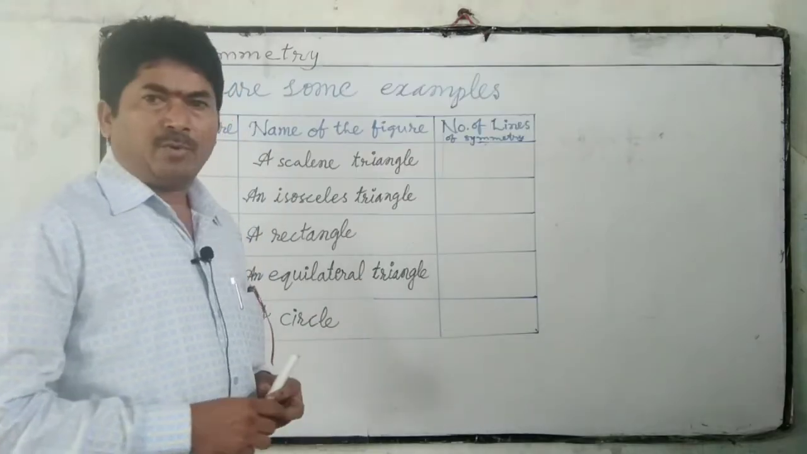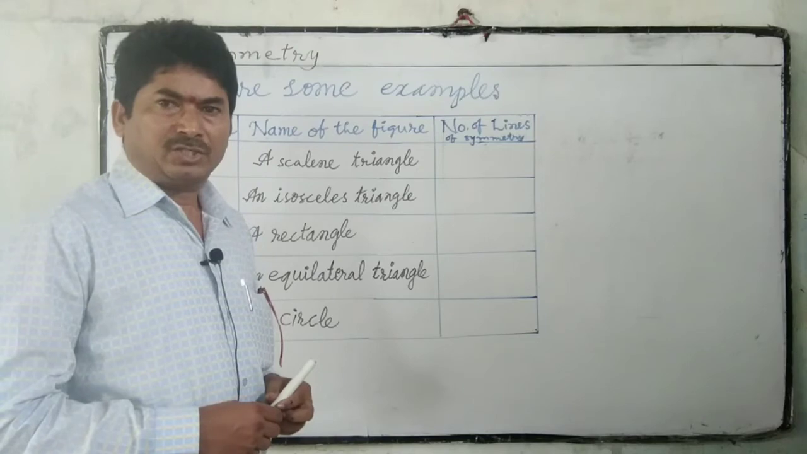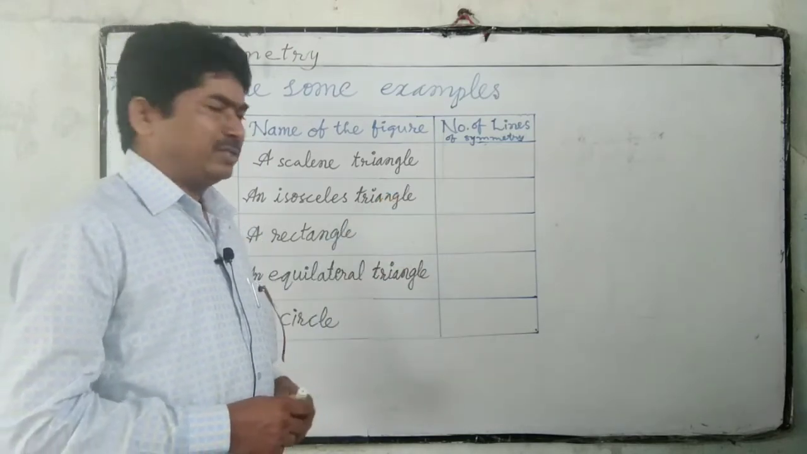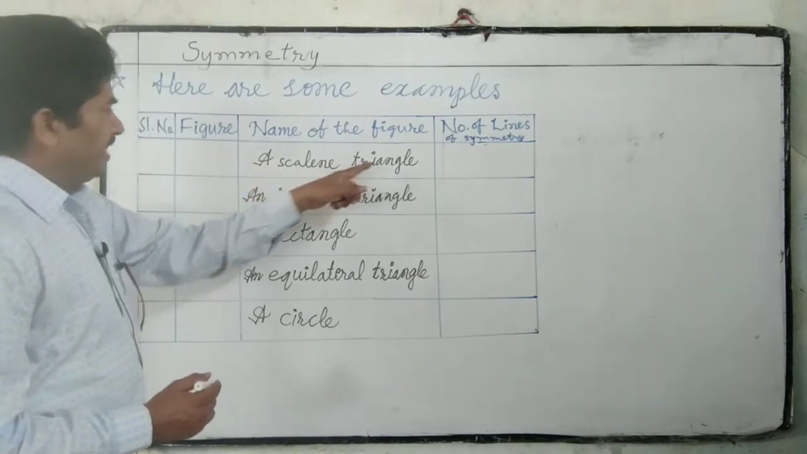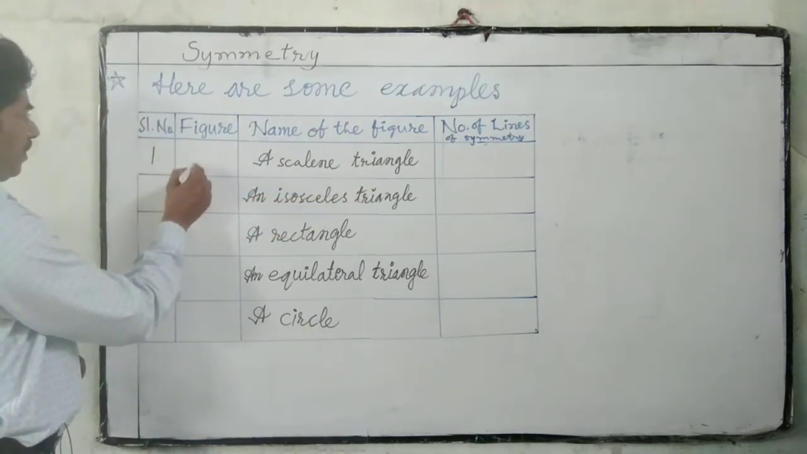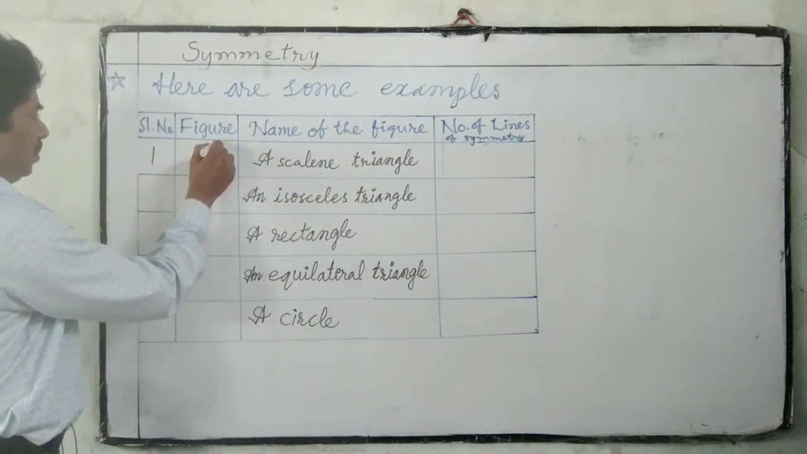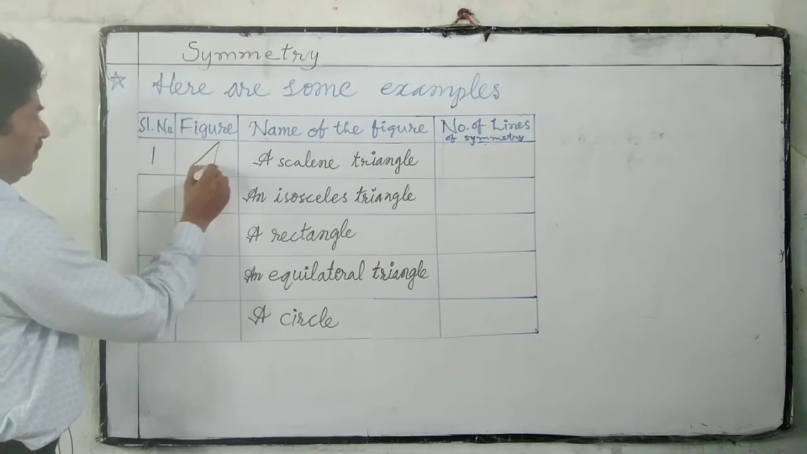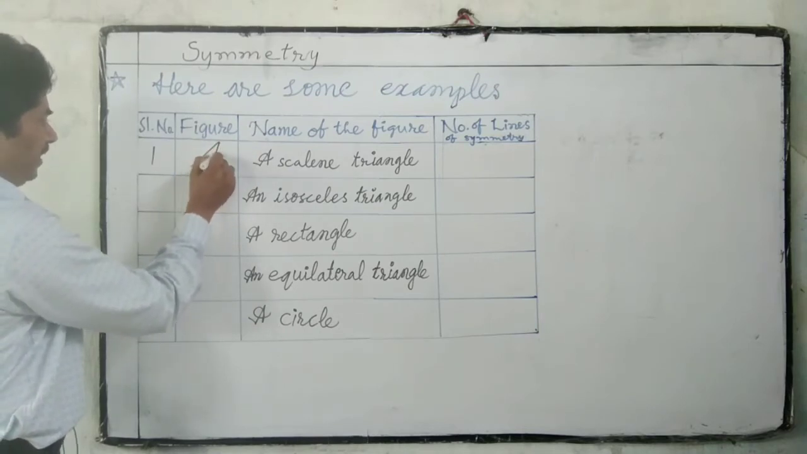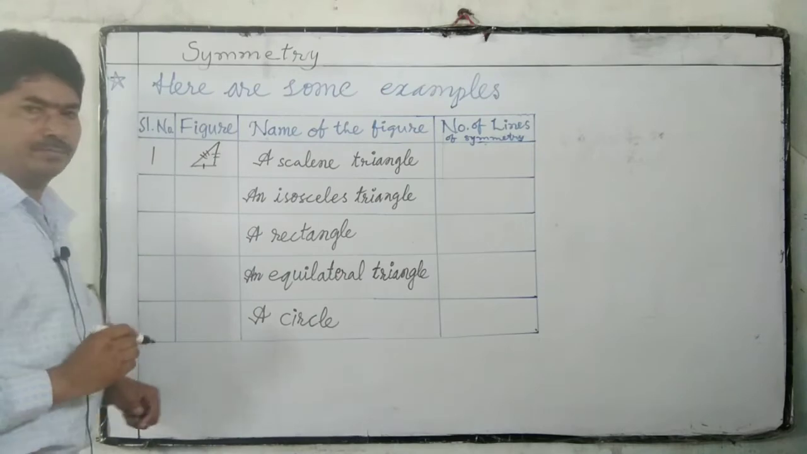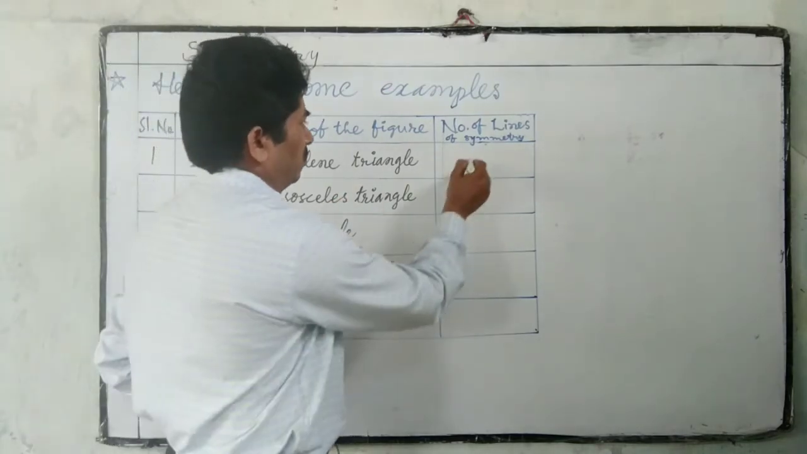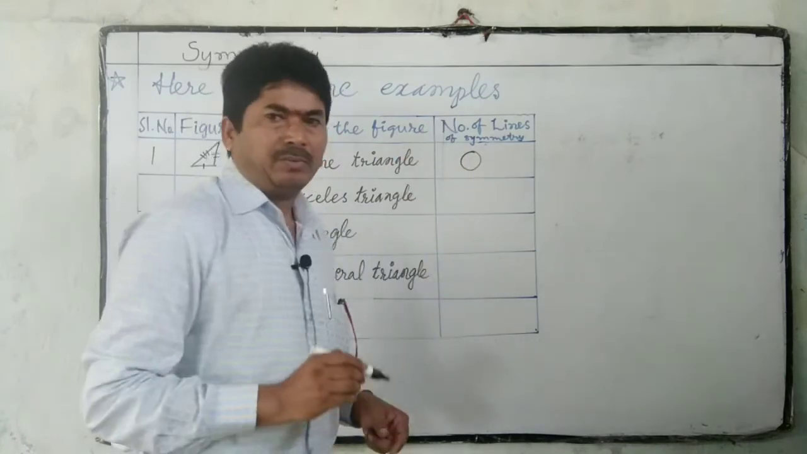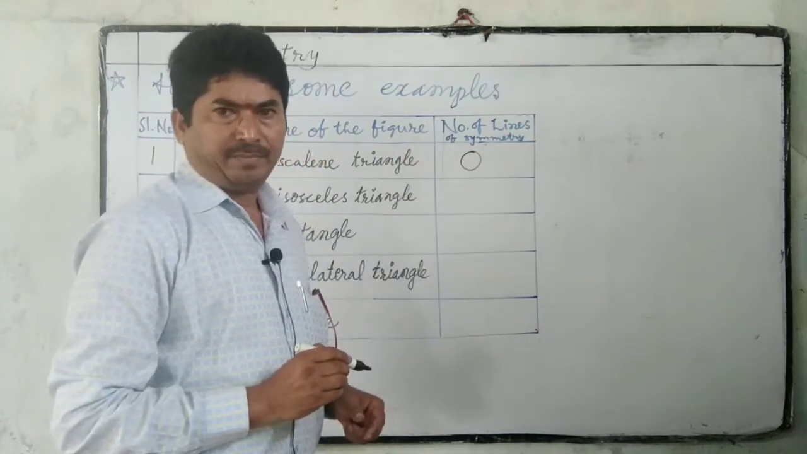Here we have some more examples to understand number of lines of symmetry. First, a scalene triangle. No two sides are equal in scalene triangle. So, it has no lines of symmetry.